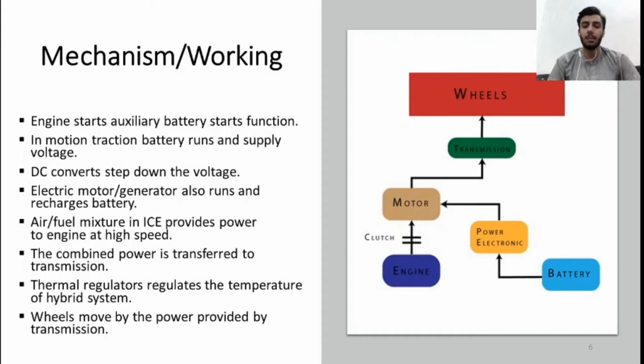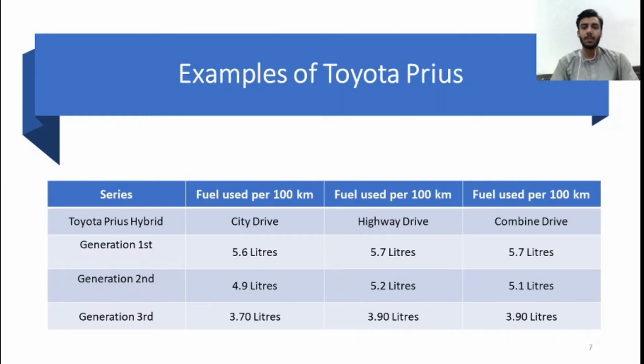In the internal combustion engine, an air fuel mixture is prepared, which ignites with the help of a spark plug and provides power to the motor. The combined power is then transmitted to the transmission, and the transmission in return transfers this power to the wheels for motion. In this whole system, the temperature of the hybrid engine increases consecutively, so thermal regulators are installed to regulate the temperature of the whole system.